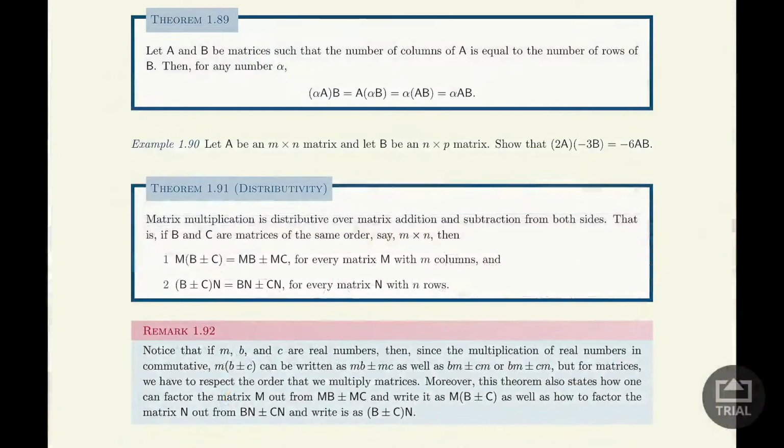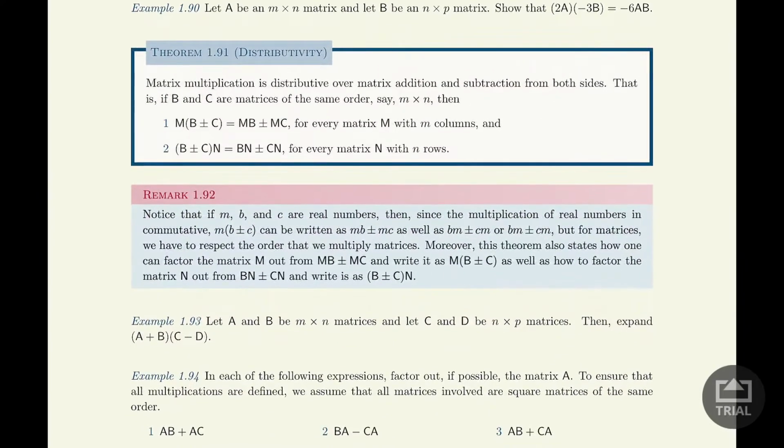And that is actually the content of this remark. So just let me read it. Note that if m, b, and c are real numbers, then since multiplication of real numbers is commutative, m times (b plus or minus c) can be written as this, as well as this, or any other combination that you like. But in matrices, you have to respect the order and write it only in this form.